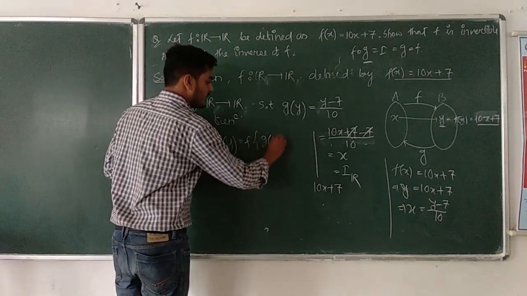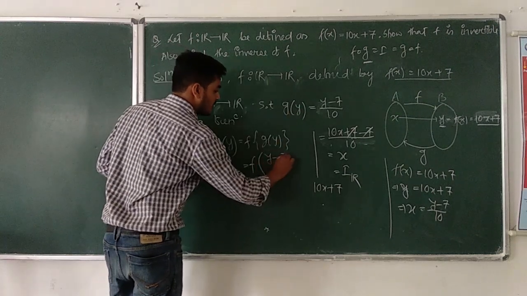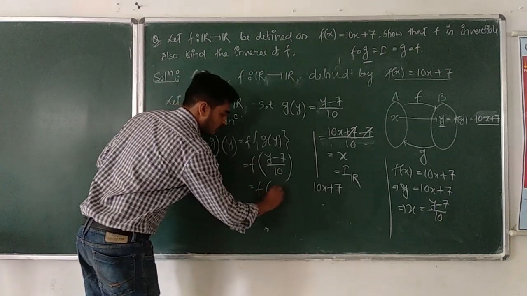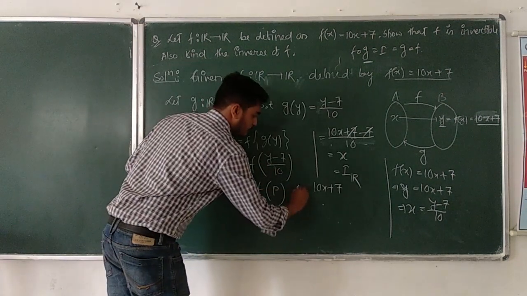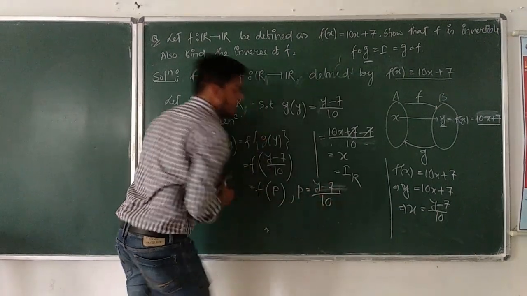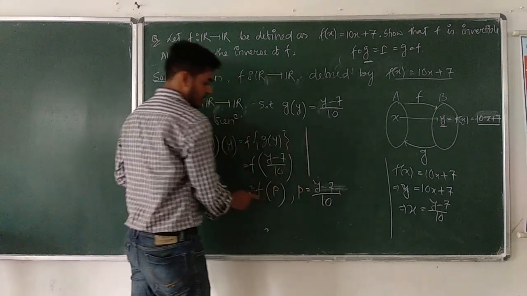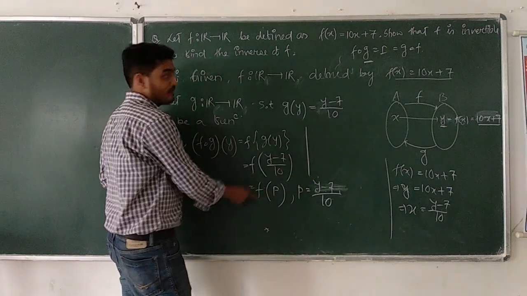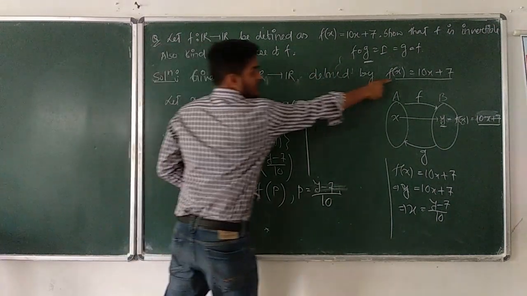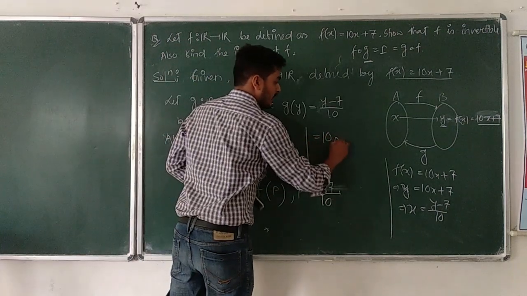So let us try to simplify. So g of y, correct? g of y means y minus 7 by 10. Again, here we have got a comparatively complicated term, but here p is equal to (y minus 7) by 10. Is it clear? So we have got this expression. Now let us try to simplify. This is just like f of p. Am I correct? f of x equals 10x plus 7. That means f of p is equal to 10p plus 7.